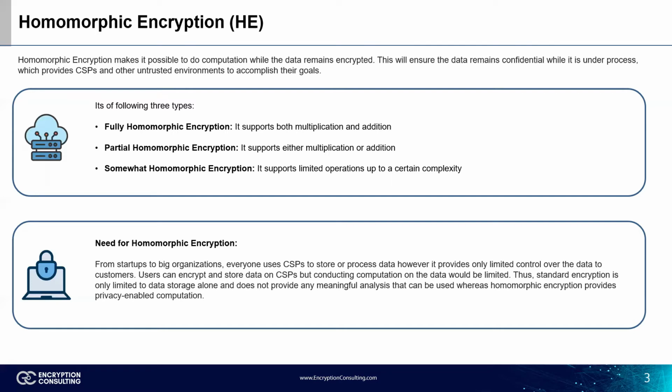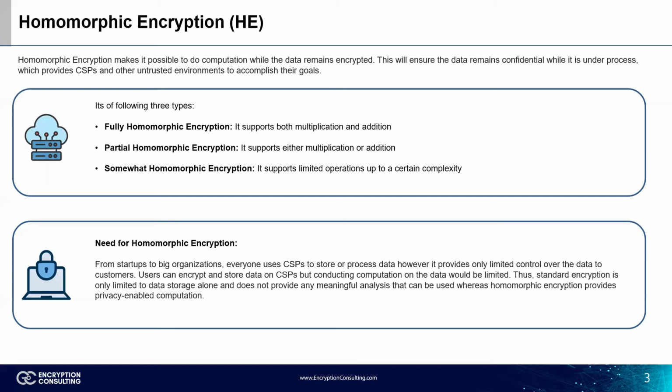Then we have partial homomorphic encryption. It allows either one of the operations from addition or multiplication to be achieved on the encrypted data, but does not allow both operations at the same time. This is useful for applications which require some precise computation to be performed.